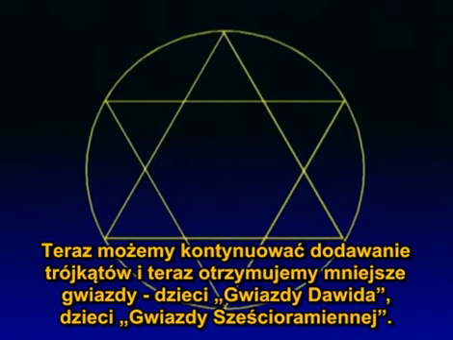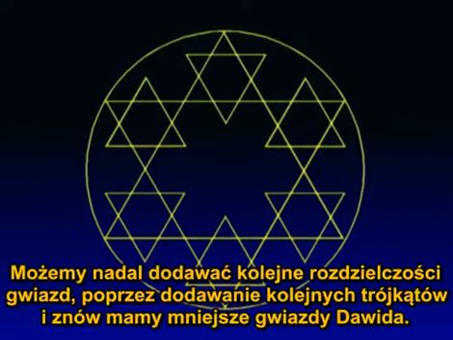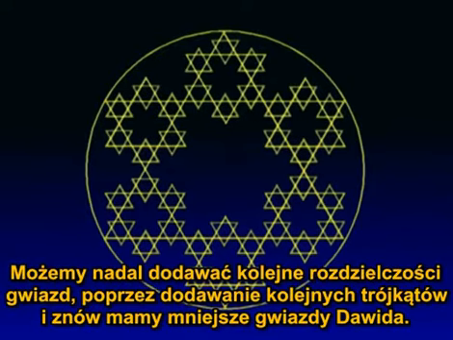Now we can continue to add triangles. And now we get smaller stars, baby stars of David. Okay, baby six-pointed stars. We can continue to add other resolution of stars by adding more triangles. Again, smaller stars of David.